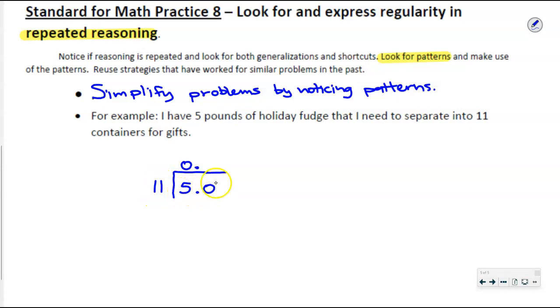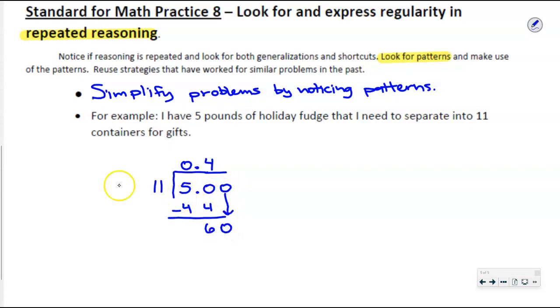I like to ask instead, if I have 50 things and I'm splitting them into 11 containers, how much would go into each container? Yeah, it's going to have to be 4, right? That means if I have those 50 things, 4 in each of 11 containers, that means I've used 44 of those things, right? Have I used all of them? No, there's still 6 left. You know the drill. We're going to annex another 0 and bring it down.